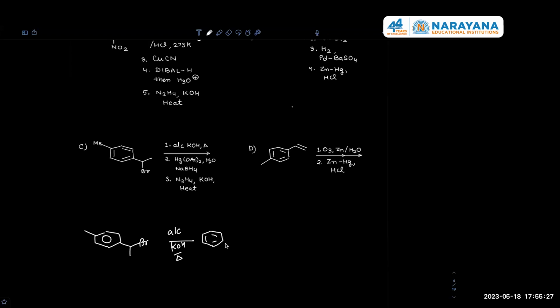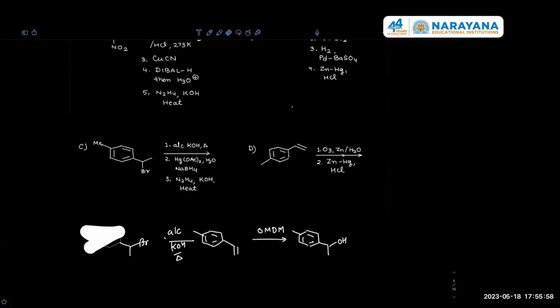First, we will do beta elimination. This gives an alkene, right? And the next reaction is OMDM, oxymercuration-demercuration. If you know this, then simply we will get alcohol. And for alcohol, there is no meaning of this Wolff-Kishner reduction. So the C option is anyway wrong. You got my idea?